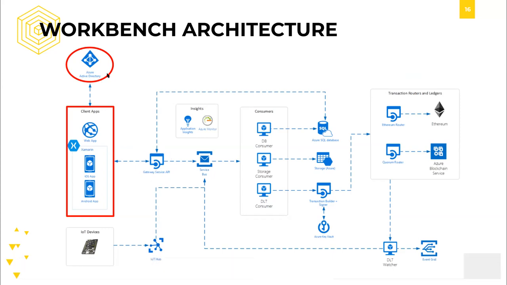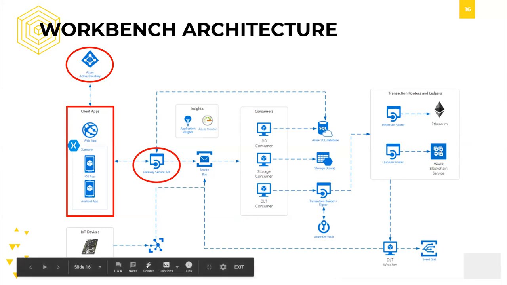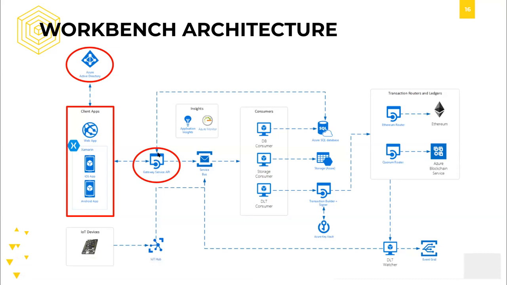The second thing I want to talk about is Azure Active Directory. This is just an authentication service, which allows you to set up a login and a password, and any user can log into the application and be authenticated. They don't need to have any keys, just a login and password. That's essentially what Azure Active Directory is doing. And as I mentioned, we have the Gateway Service API, which is kind of the wiring between the client and all the backend stuff.